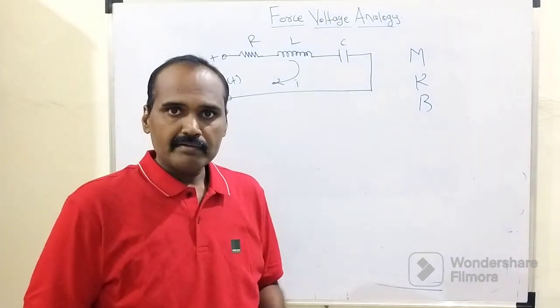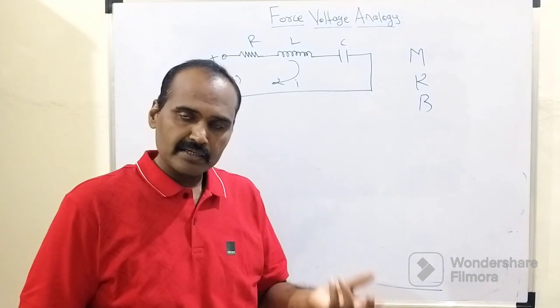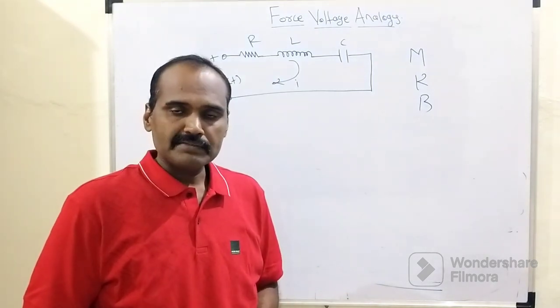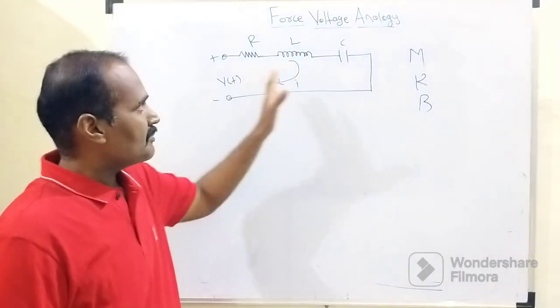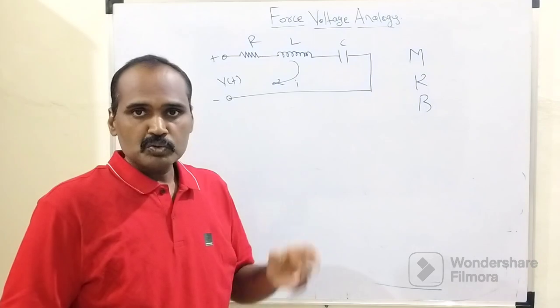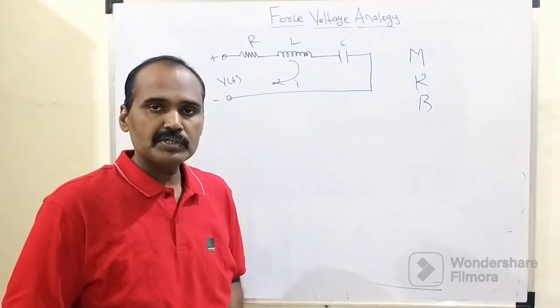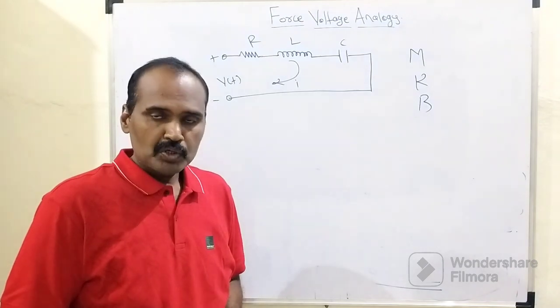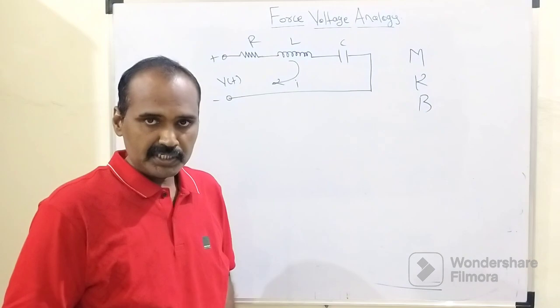Similarly, whenever we are mapping that given mechanical system in terms of an electrical system, these are the three basic parameters of the electrical system: resistor, inductor and capacitor. By virtue of these three parameters, this force voltage analogy is used. So let us quickly go through the basics of this force voltage analogy.